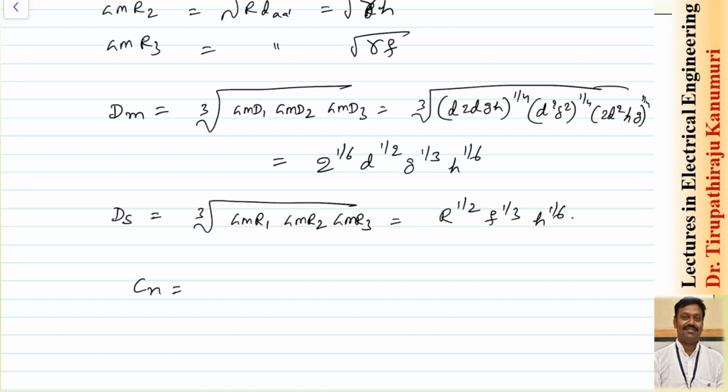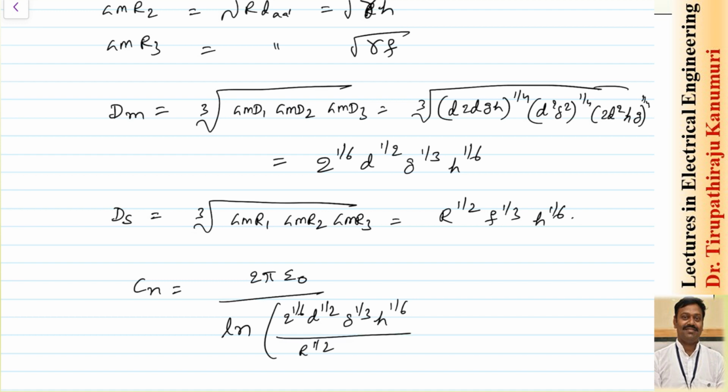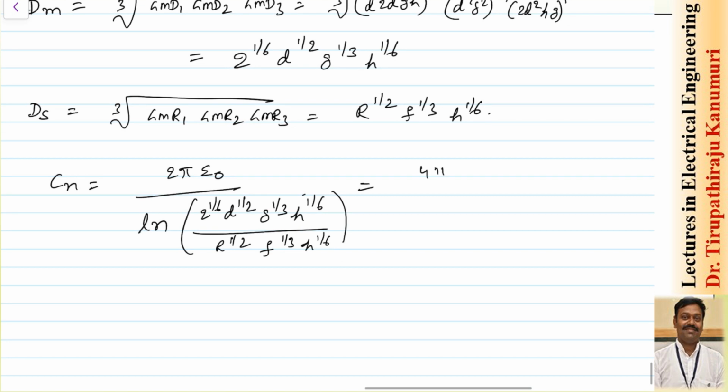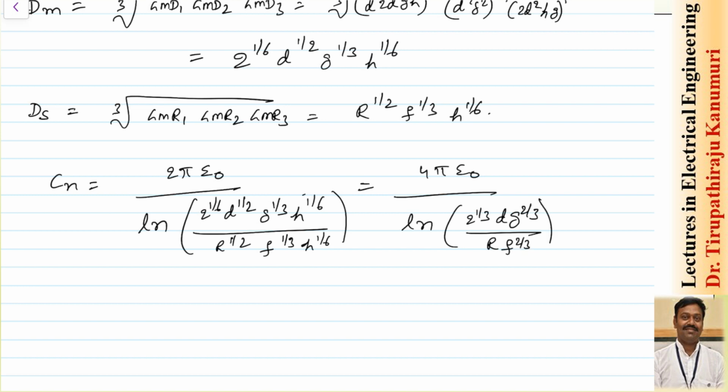So I can calculate my capacitance to neutral of phase A, or each phase, because it is transposed. This will become 2 pi epsilon naught divided by ln of this GMD by GMR. This will be 2 to the power of 1 by 6, D to the power of 1 by 2, G to the power of 1 by 3, H to the power of 1 by 6 divided by R to the power of 1 by 2 into F to the power of 1 by 3 into H to the power of 1 by 6. So if you simplify this, you will get it as 4 pi epsilon naught divided by ln of 2 to the power of 1 by 3 D into DG to the power of 2 by 3 divided by R into F to the power of 2 by 3. This will be in farads per meter per phase.